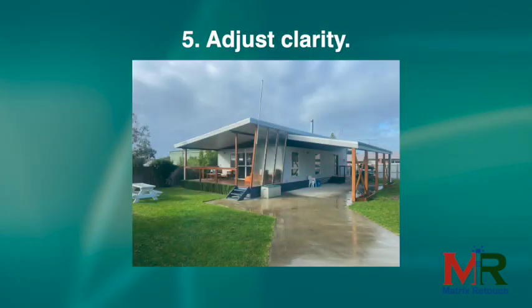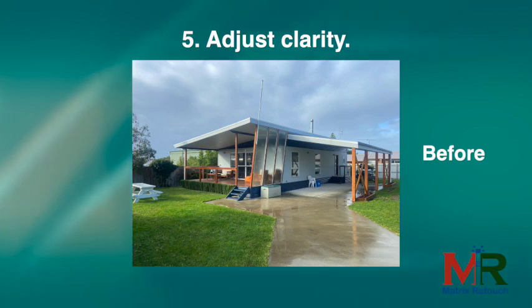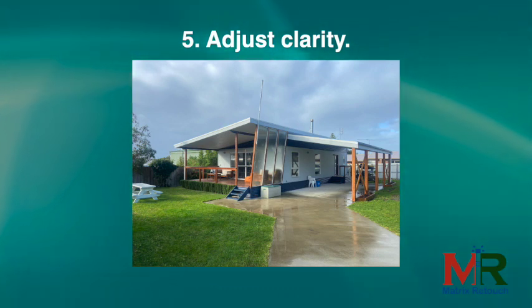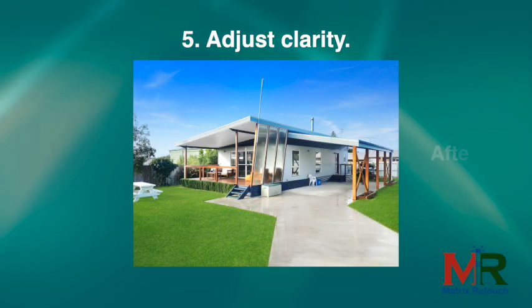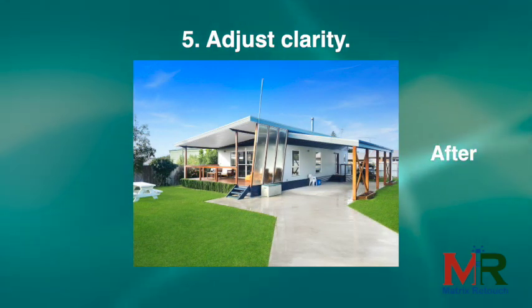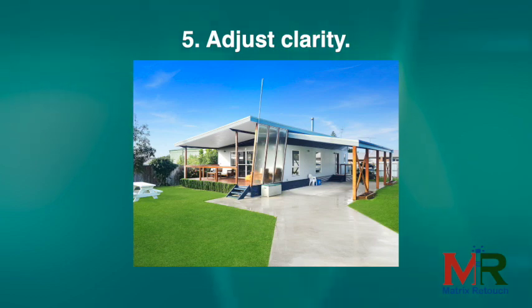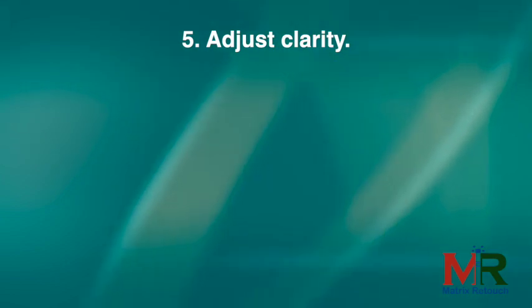5. Adjust clarity. On Lightroom, just push the clarity to the right in order to polish the photo. With adjusting the clarity, you might want to adjust the blacks as well, in order to add depth and crisper look to the image.